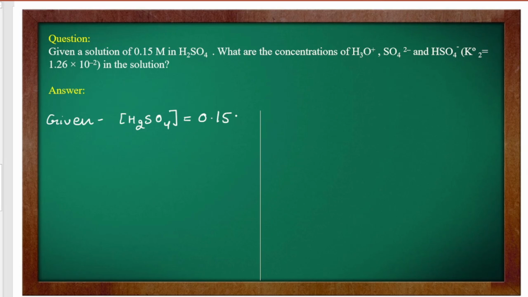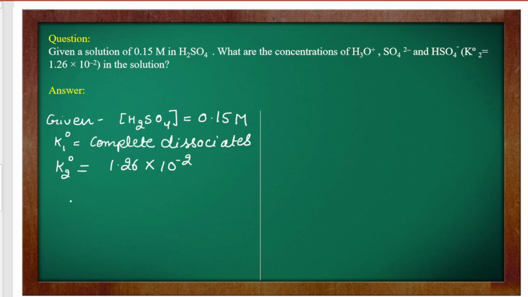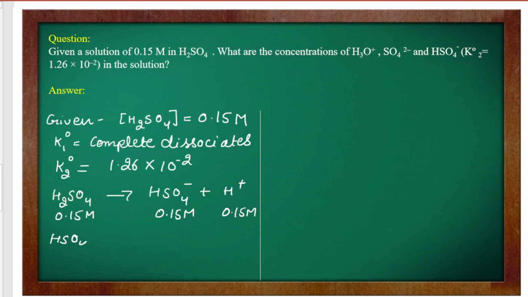Sulfuric acid is a diprotic acid which dissociates in two steps. In first dissociation step, sulfuric acid dissociates and gives hydrogen and hydrogen sulfate ion. In second dissociation step, hydrogen sulfate dissociates and gives hydrogen and sulfate ion. In sulfuric acid case, first dissociation step is complete. In second dissociation step, hydrogen sulfate partially dissociates.